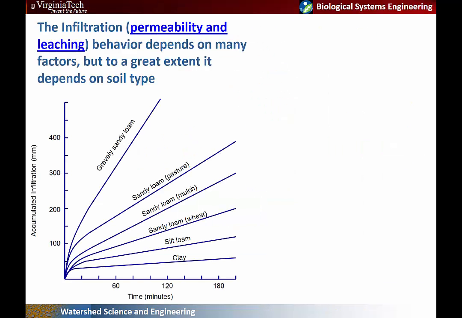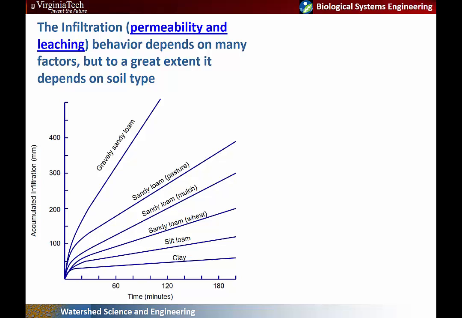The infiltration behavior of your soil depends on many factors, but probably the biggest factor is soil type, right? Here we're showing cumulative infiltration capacity of a soil over time, 0 to 180 minutes, for 6 different soils. You have a gravelly, sandy loam here and a clay down here. What you can see, and this is relatively intuitive, I think, is that these gravelly, sandy loam soils have a very high infiltration capacity. They can infiltrate a lot of moisture very rapidly. In 60 minutes here, it's infiltrated 400 millimeters of precipitation, so almost half a meter of precipitation in an hour.